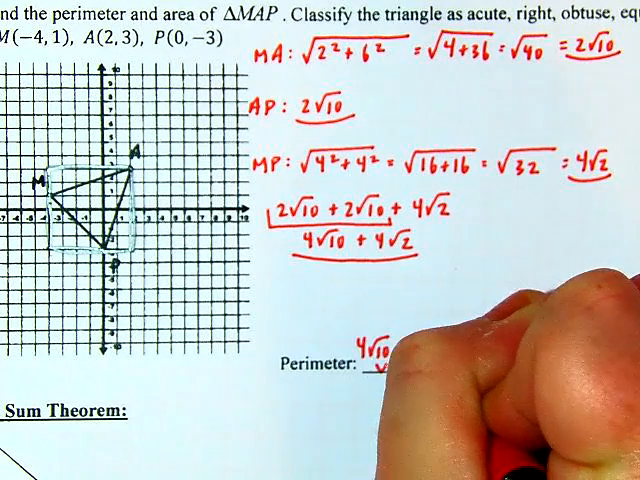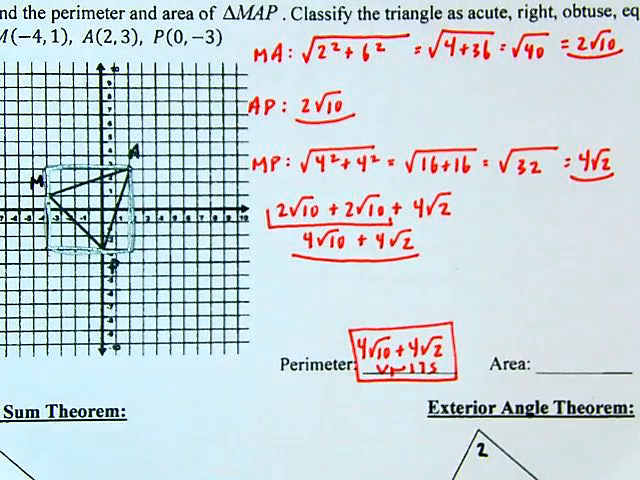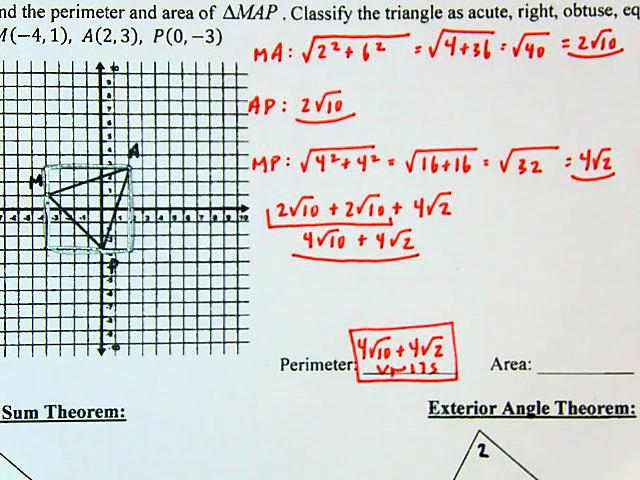Units. All right, so there's my perimeter. Area next. I know it's a triangle, so I know it's half the base times the height. If it was a right triangle, I could solve for the legs and do 1/2 base times height using the legs. This is not a right triangle because I do not have slopes that are opposite reciprocals.